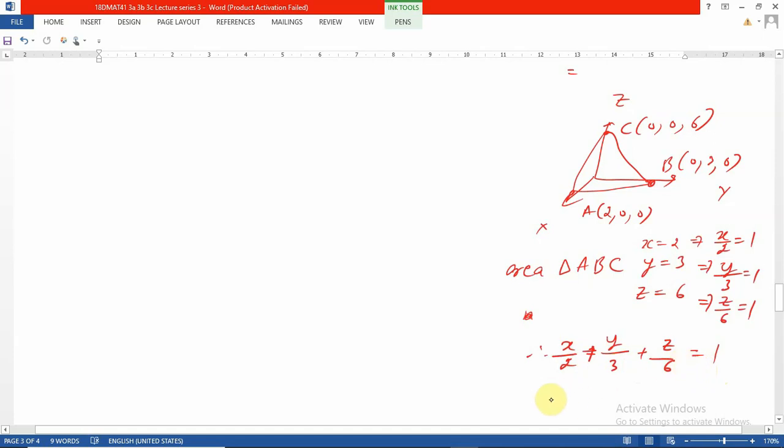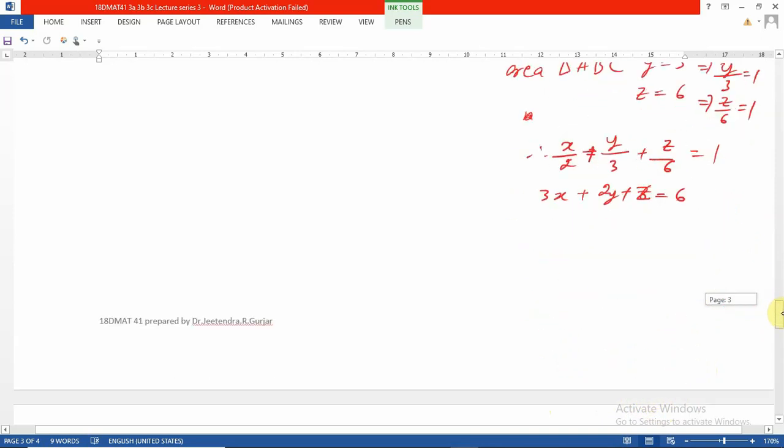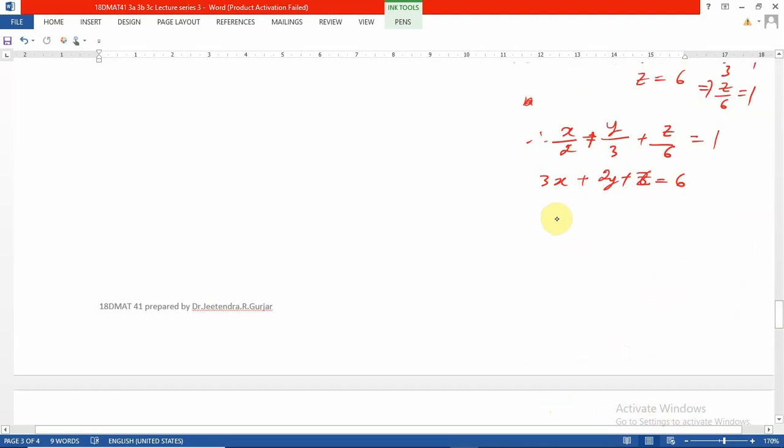So when you simplify this you will get 3x plus 2y plus z is equal to 6. You can take the LCM and find it very easily. Then you can take the normal to this, n cap. So this is our phi. Then n cap is equal to del phi, so this is going to become our phi value, students. So n cap is del phi divided by mod of del phi.